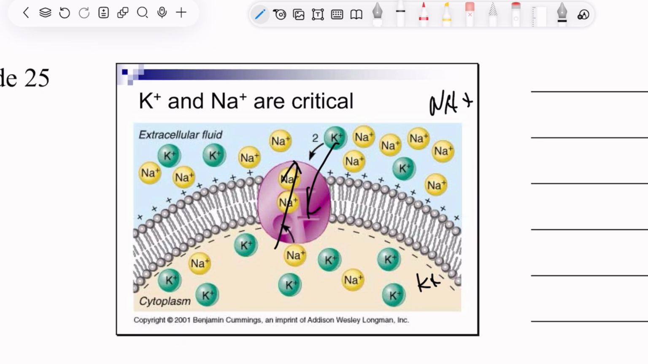So in a brief summary of what I just said, sodium, or Na plus, is mostly found outside the cell, and potassium is mostly found inside the cell. The cell membrane uses something called a sodium-potassium pump to keep this balance. It does this by pushing sodium out and bringing potassium in. This creates a small electrical charge.